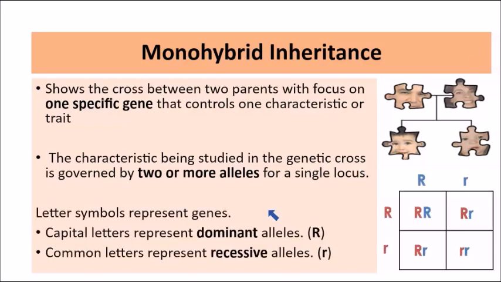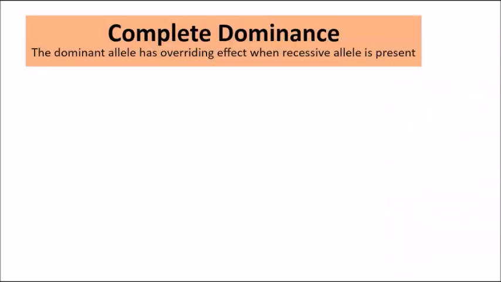Once again, we have the letter symbols representing the dominant alleles and the recessive alleles. What I'm going to do is show you how these genetic crosses can be conducted using two different diagrams. The line diagram method and then the more common Punnett square method, which is shown here. So let's begin to look at one type of way that characteristics can be inherited, and this is known as complete dominance. This simply means that the dominant allele has the complete overriding effect when a recessive allele is present.